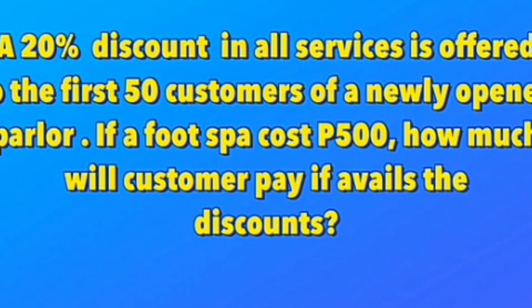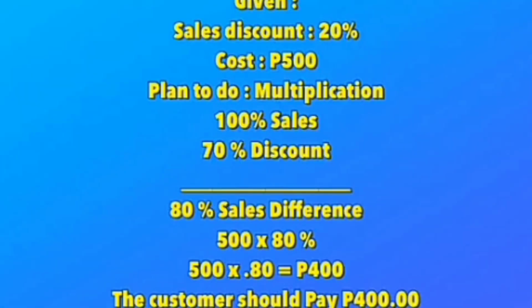Okay, so first we're going to write down all the given so that we can analyze what we're going to do. So the sales discount given is 20% and the cost is 500. And plan what to do. So we're going to multiply. But before we multiply, we're going to subtract 100% minus the 20% discount. So the remaining is 80%, which is called the sales difference.